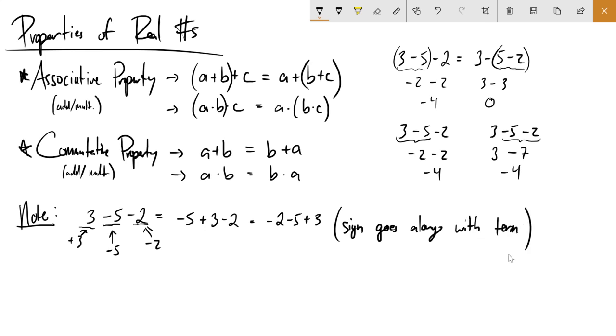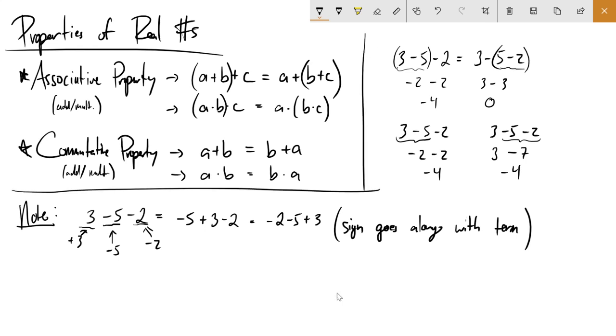That's the key. And so technically the associative property and the commutative property, the way they're written right there, would only work for addition and multiplication. But if you think about the sign going along with the term, you actually can move subtraction around. Here, we were starting at 3, going back 5, back 2. But that's the same as starting back 5, adding 3, and then going back 2. All of these 3 expressions will get you the same answer as long as you take the sign along for the ride. Okay?